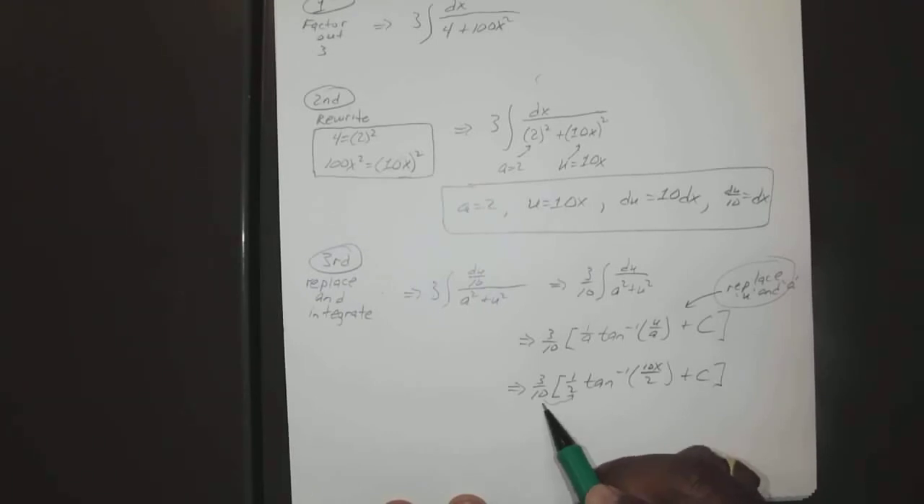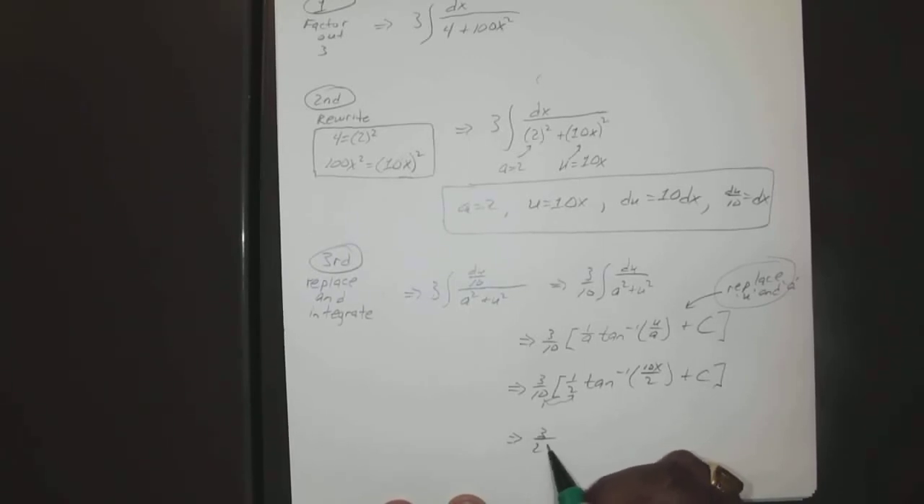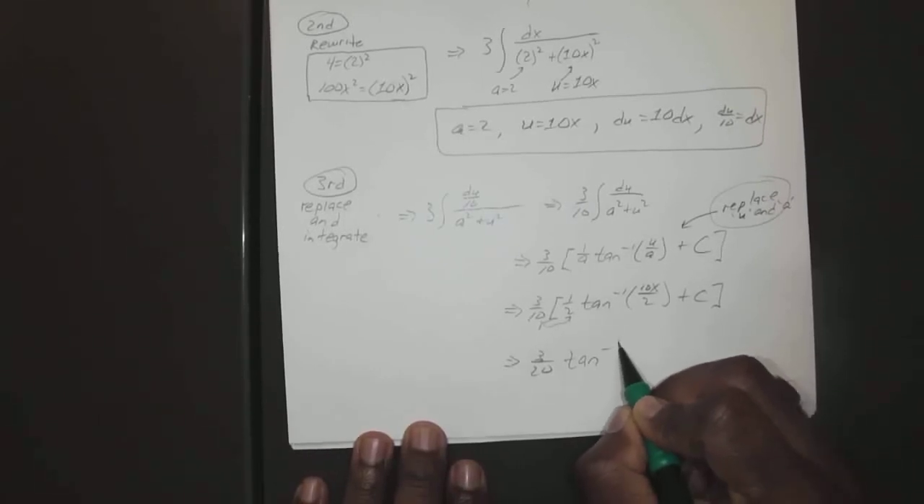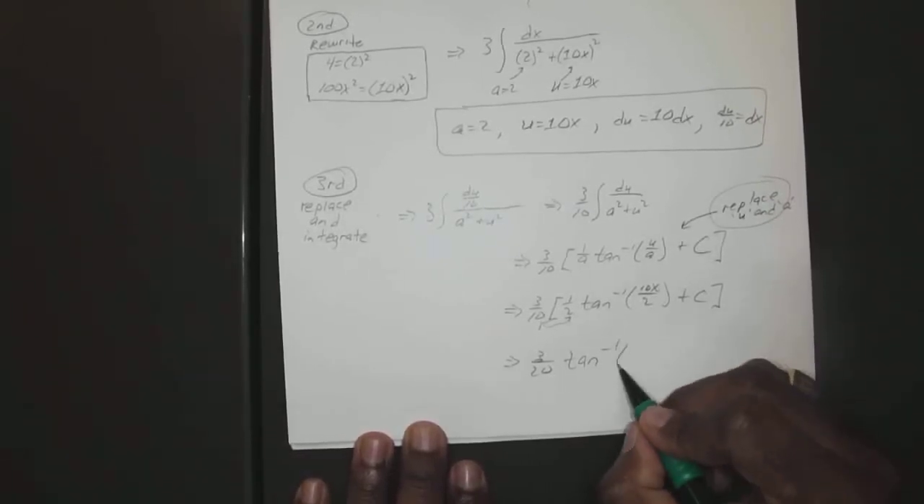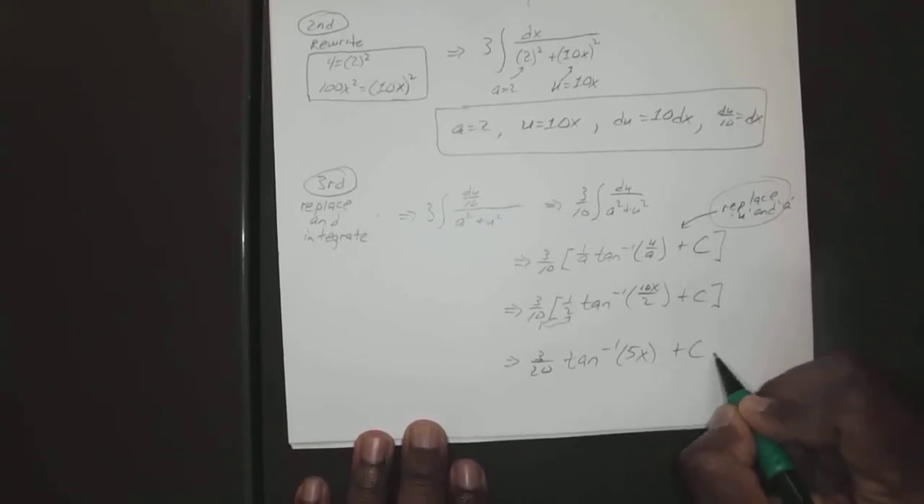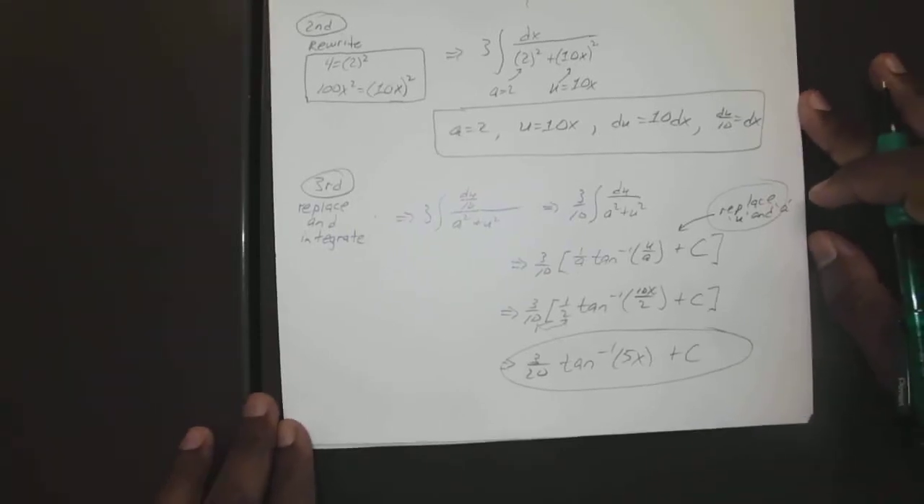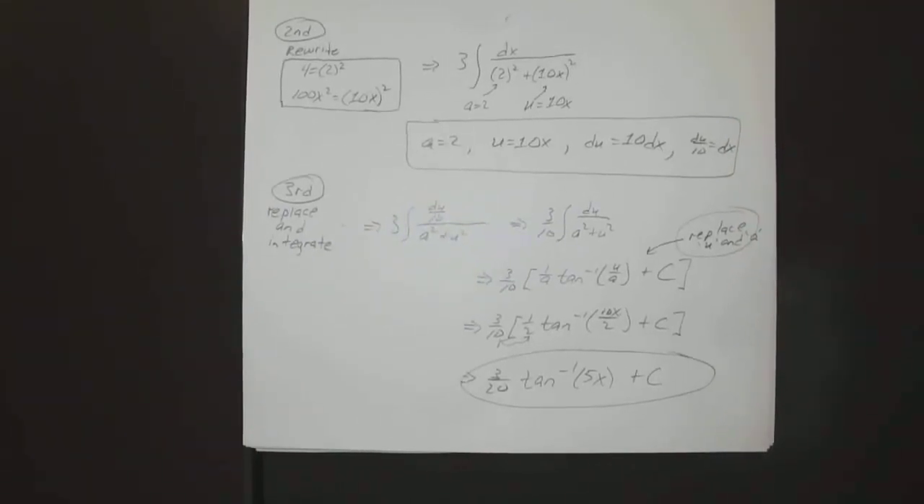So we go ahead and multiply those two. That's 3 over 20 times tangent inverse. 10x divided by 2 is just 5x, plus c. That's your final answer. All right, so any questions on that one?